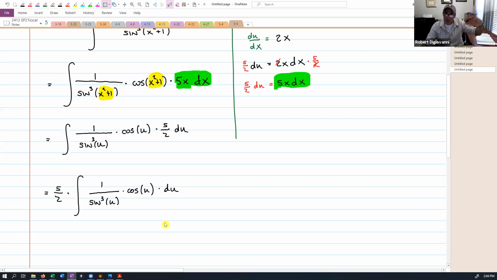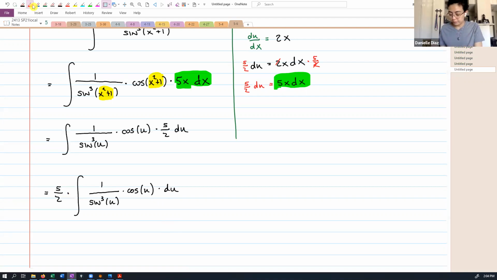Just bring it all the way to the end and multiply it through at the end. Just taking it for a ride the whole time. Yep. Okay, so here we are.